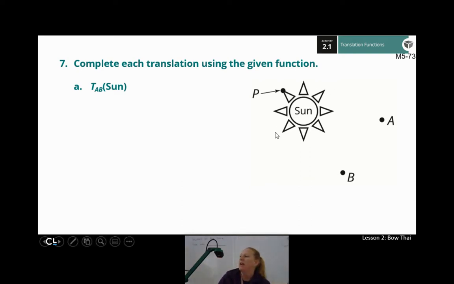You can see I have my original figure. They even gave me a little point to help me out a little bit. And we're going to translate from A to B. And remember, not only is this a distance, it's also a direction. So you're going to take the point and translate it, but you're translating the whole sun with you. So I would recommend translating point P and then trying to draw the sun around that.